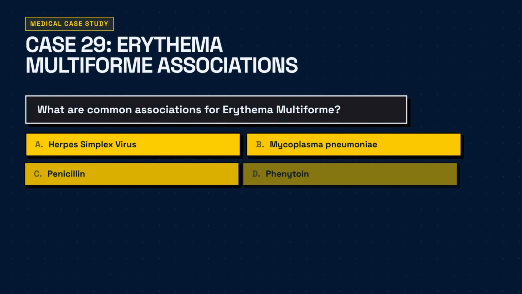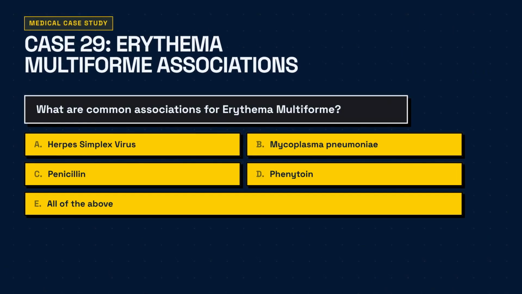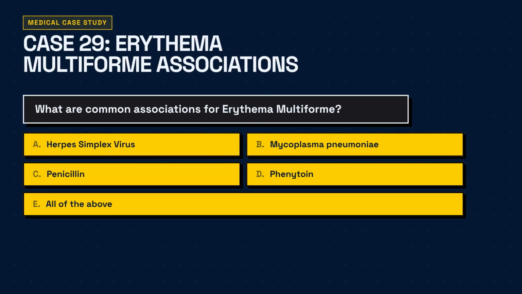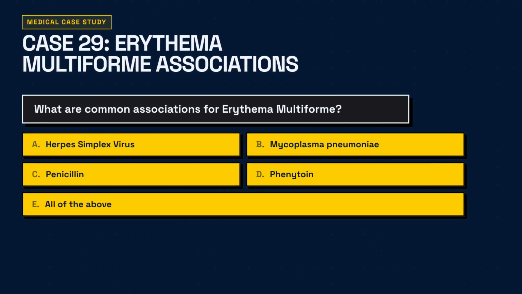Herpes simplex virus infection. B. Mycoplasma pneumonia. C. Penicillin allergy. D. Phenytoin toxicity. Or E. Sulfonamide exposure. Pause and select. The correct answer is A. Herpes simplex virus. These are classic target lesions of erythema multiforme. While drugs and other infections can cause it, HSV is the most common trigger. Remember, if it progresses to mucosal involvement and sloughing, consider Stevens-Johnson syndrome.